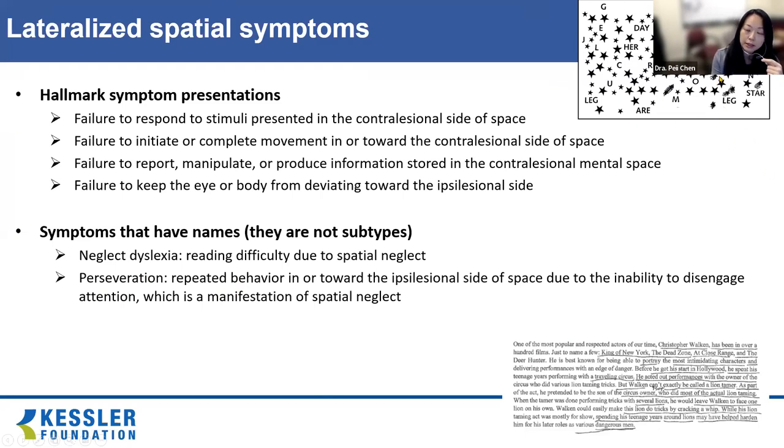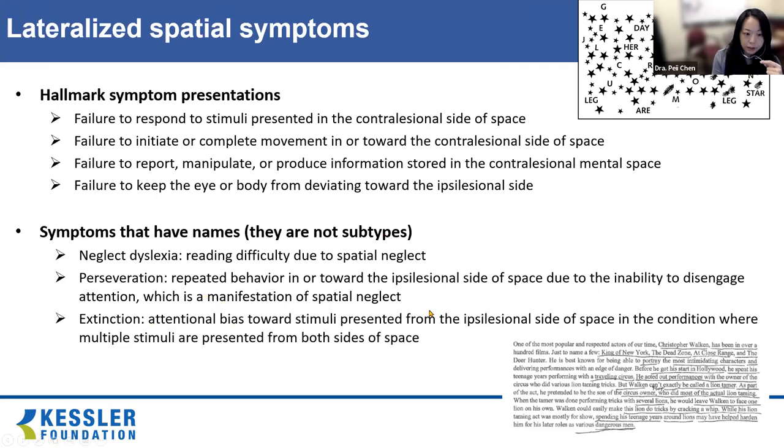This is the same star cancellation task I showed you earlier, with a different patient's presentation. So the patient is, again, neglecting the left side and paying too much attention to the right side, crossing out or marking the targets on the right side only. However, for each target, this person marks the target more than once, multiple times. This is a repeated behavior because of the inability to disengage attention from the good side. It's a manifestation of spatial neglect.